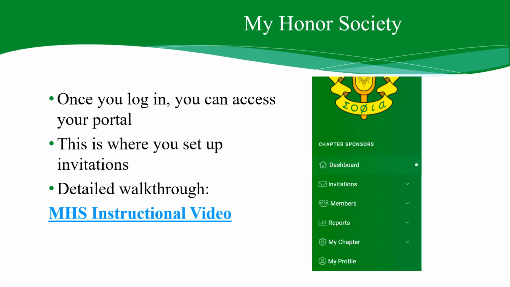So this is a quick look at your dashboard. So you've got your dashboard, invitations, members, where you can collect all the member information, reports that show you who has accepted and who hasn't over the years, and that can give you kind of an idea of what the acceptance rate is within your department. You can also change the settings for your chapter, and this would be things like shipping addresses or who the sponsor is.